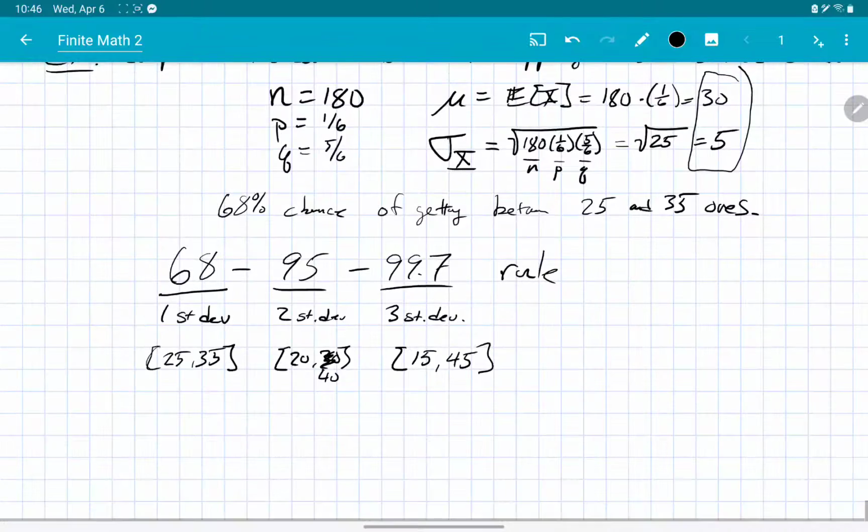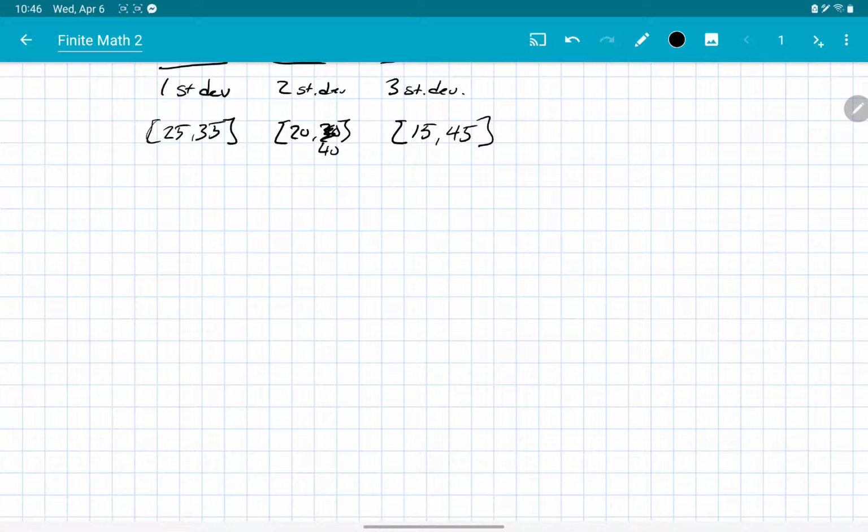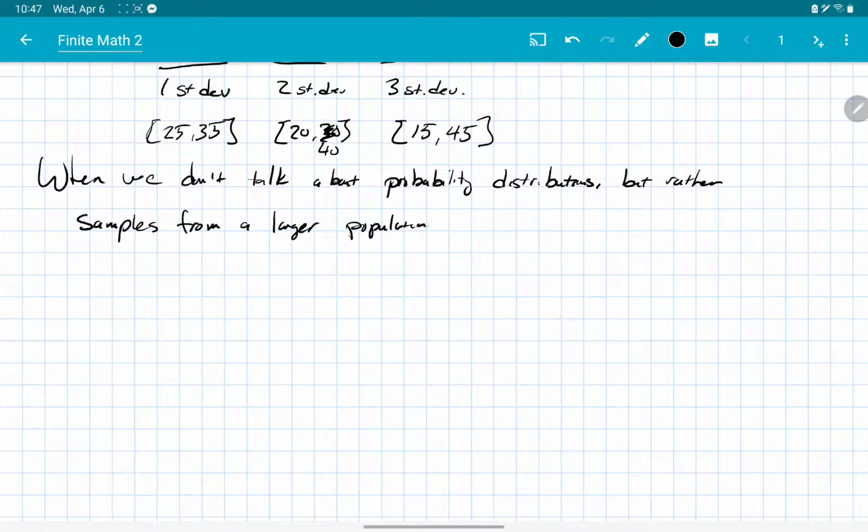Okay, one more thing that's a little bit complicated, but I need to cover here in the last few minutes, is when we don't talk about probability distributions, but rather samples from a larger population, the formula for the variance changes.